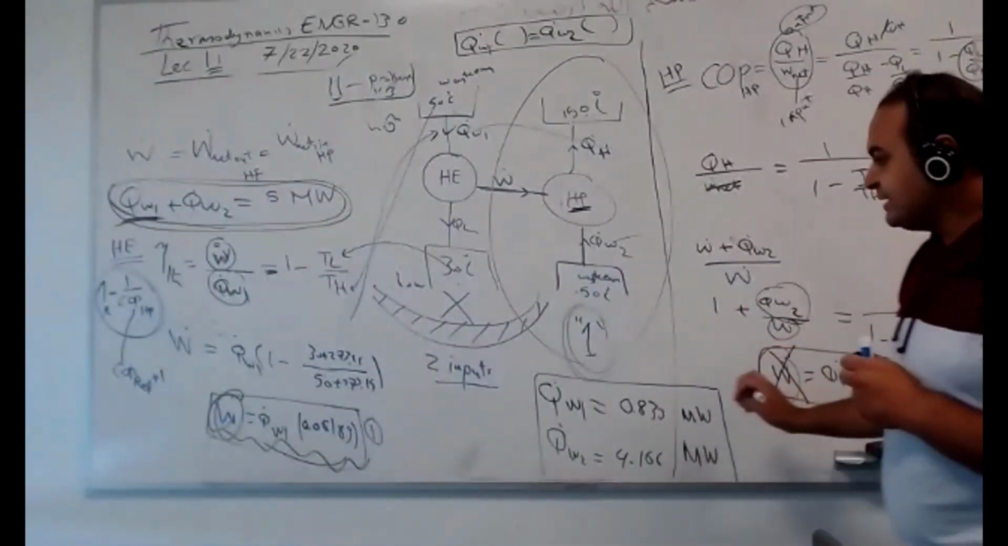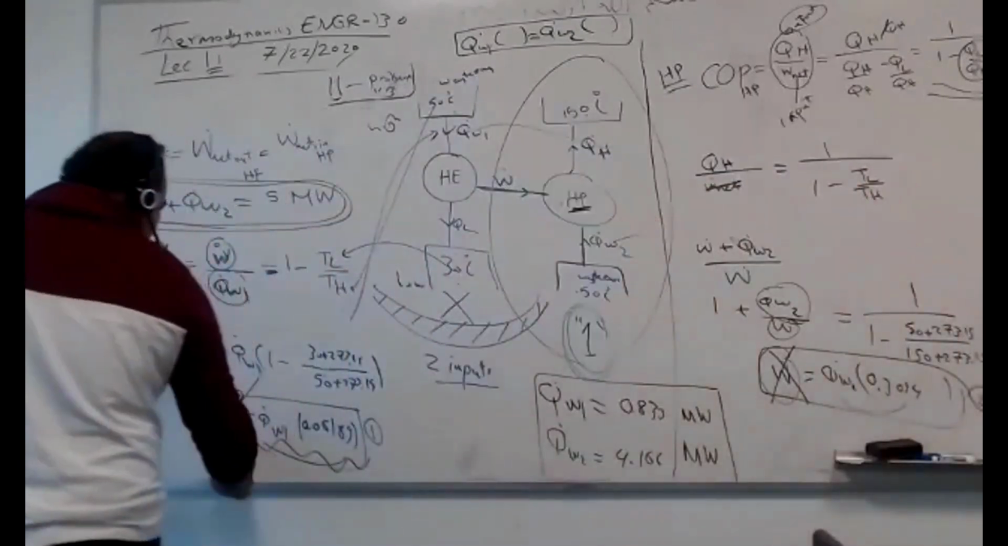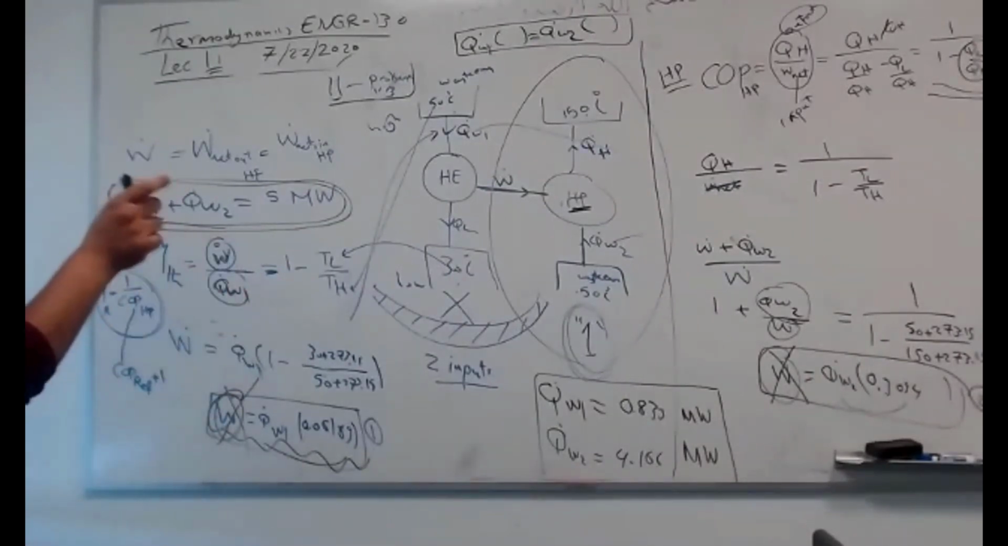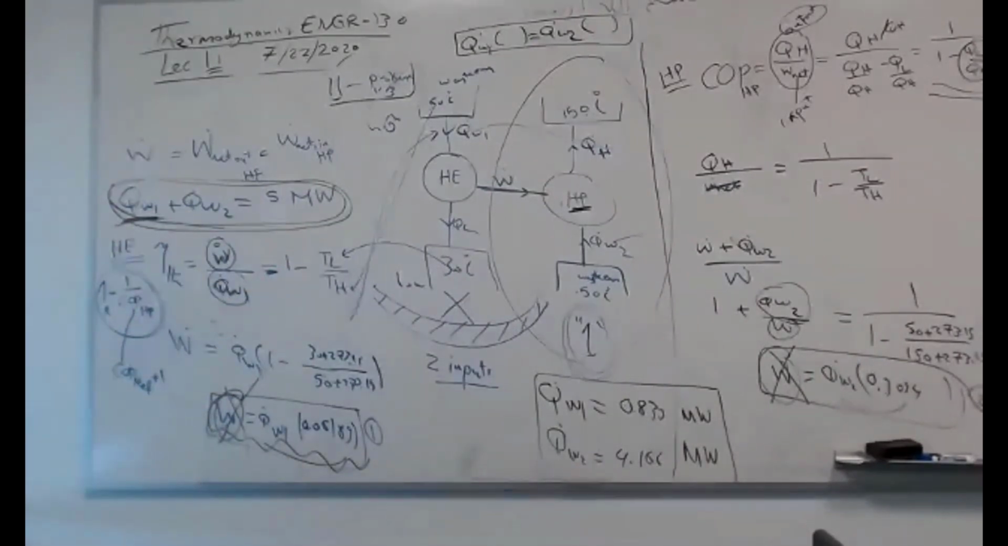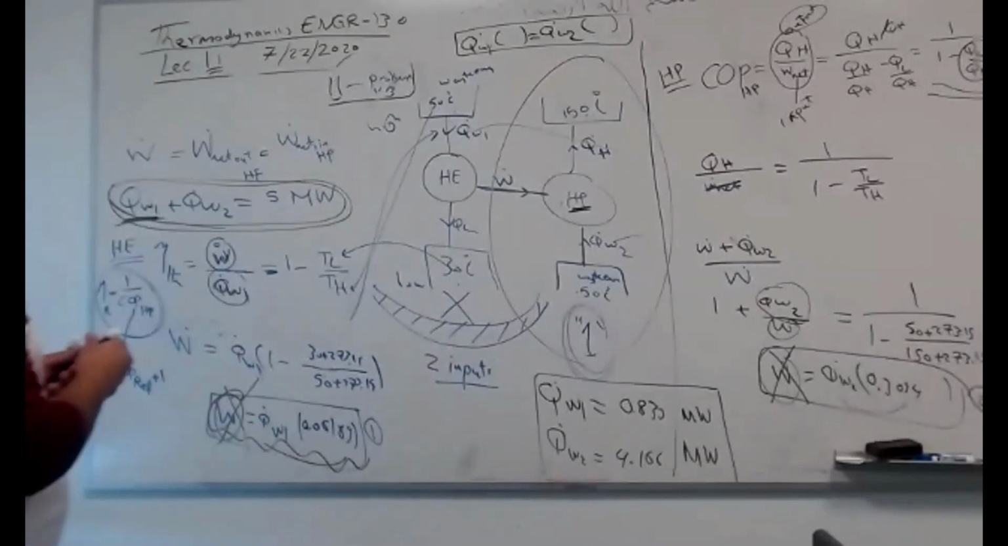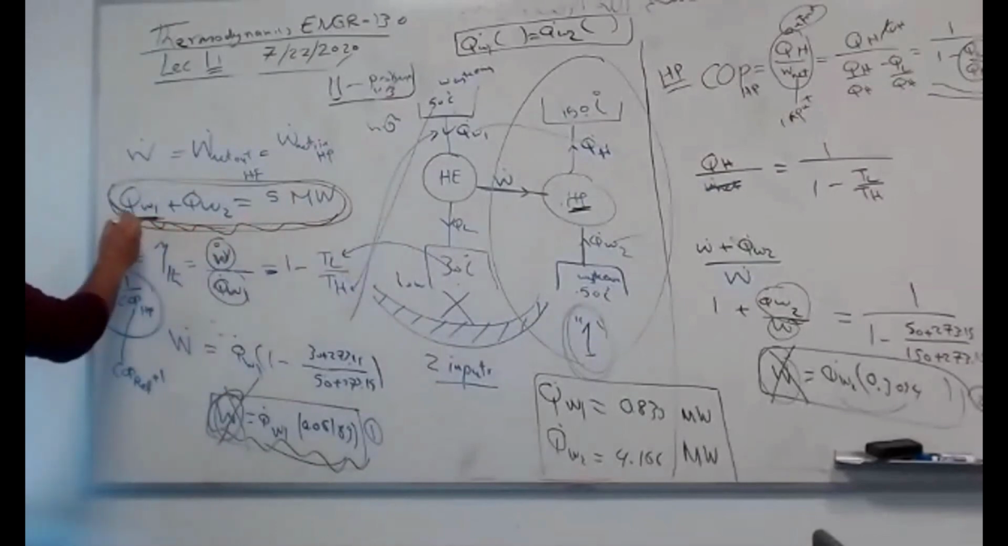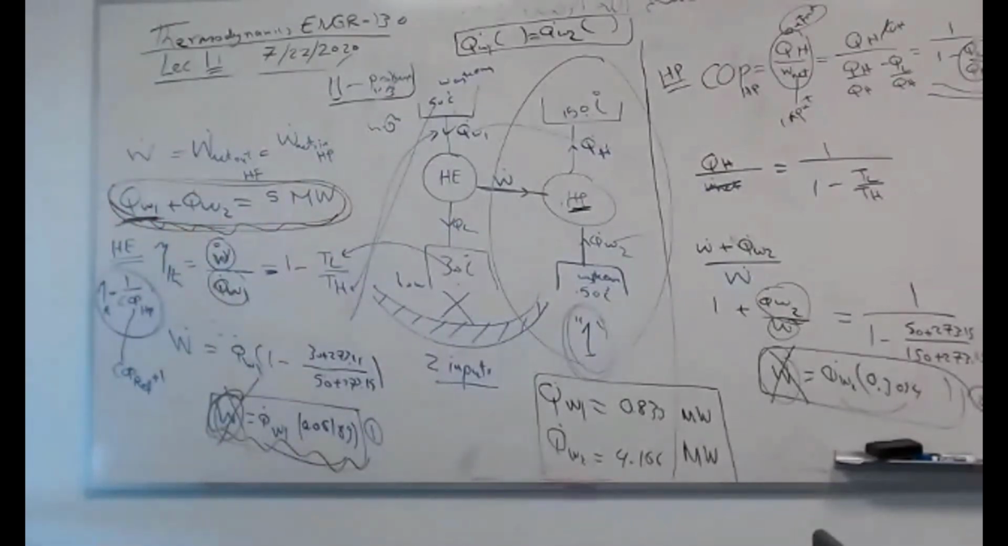This work is the same as this work. They are equal. It means the two right-hand sides are equal. This means I can say this equals that. I got one equation. Solve this simultaneously with this. You can get Q_W1, Q_W2, or Q dot W1 and Q dot W2.